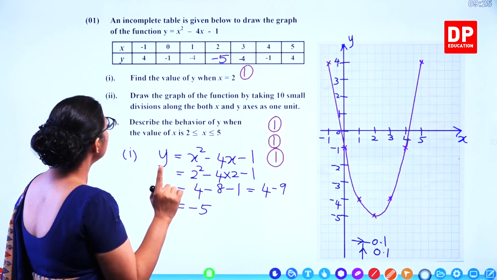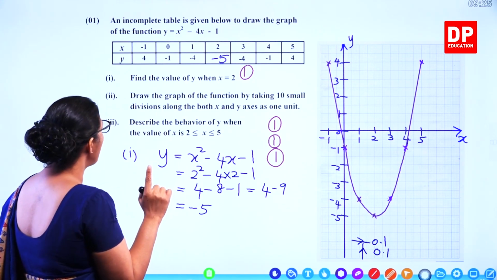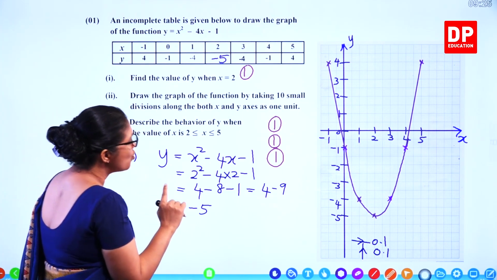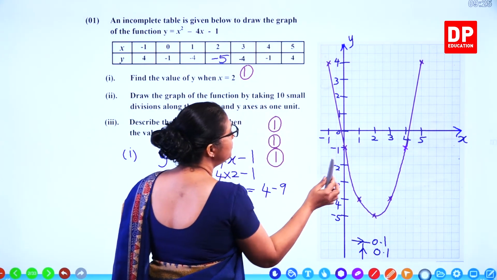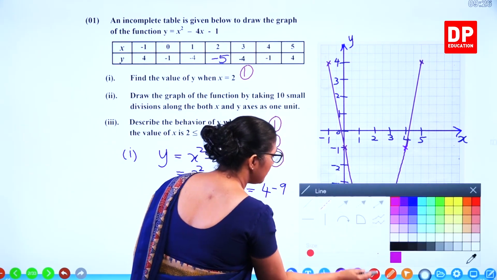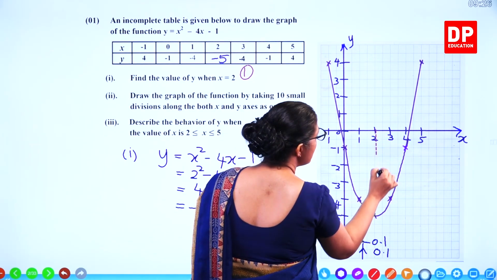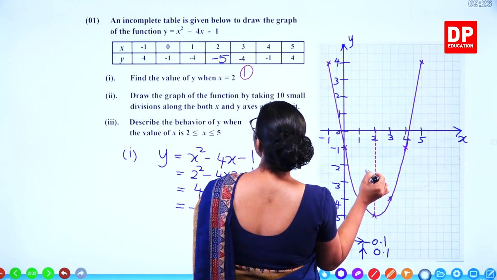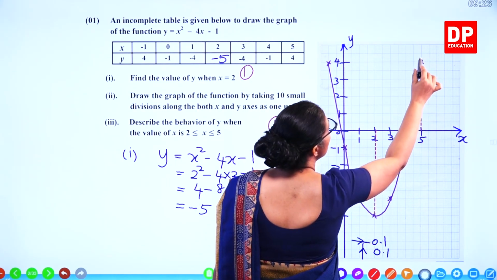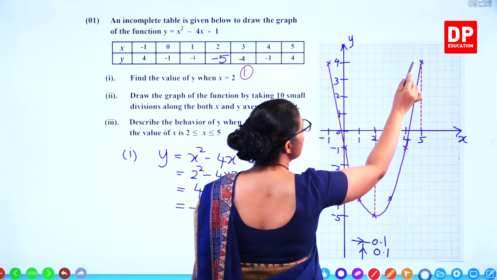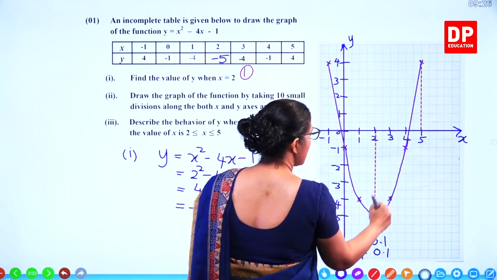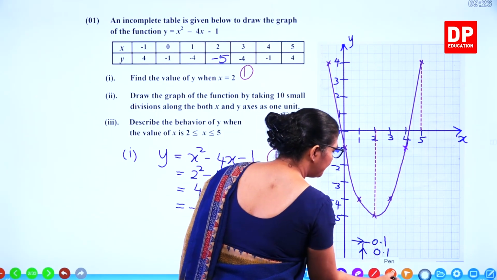And then it says describe the behavior of y when the value of x is between 2 and 5. X equals 2 is here, 5 is here. So the y value from here to here. There are 2 different curves, so we have to write separately.